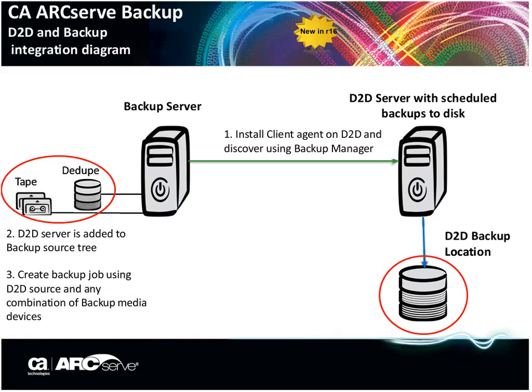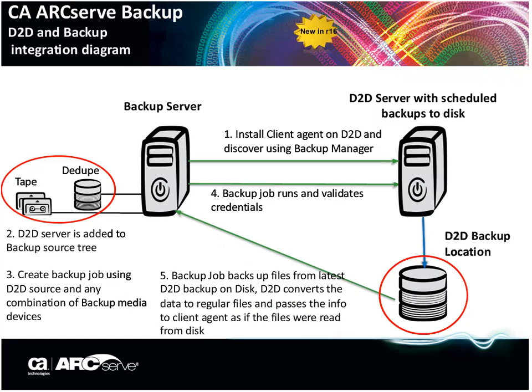Again, we talked about disk, and you can dedupe the disk and then back it up to tape if you so desire. You can run backup jobs, and then obviously make sure that the credentials are right. It validates the credentials in that particular server. The backup jobs take files from the latest D2D backup of the disk, convert that particular data to regular files, and pass that on to the ArcServe agent. The files are read from the disk, and then, of course, backed up and written to the ArcServe backup media of choice.